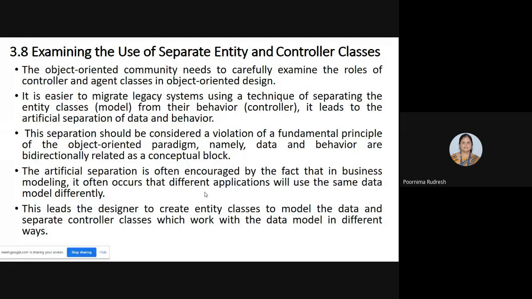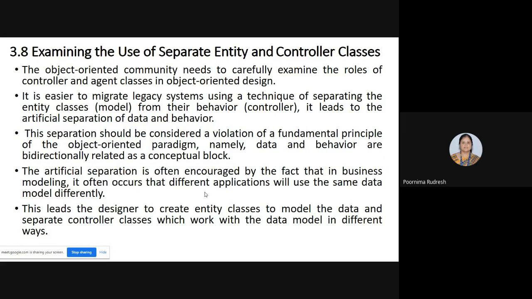That means we are separating the entity classes or the models from their controller or behavior classes. Clear? Then it leads to the separation of data and behavior. If we separate the entity classes from their controller, it leads to an artificial separation of data and behavior. This separation should be considered a violation of a fundamental principle of the object-oriented paradigm, namely that data and behavior are bidirectionally related as a conceptual block.